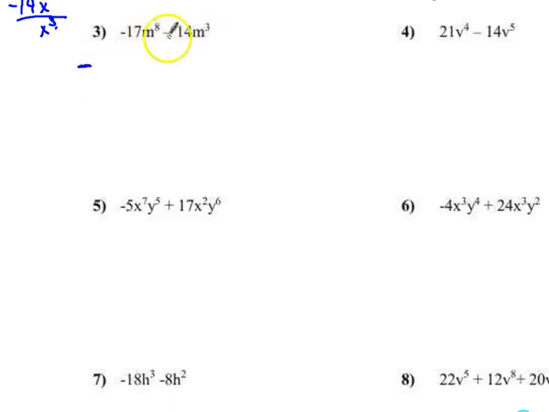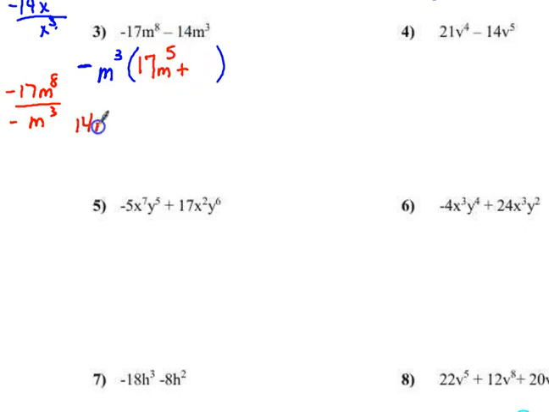What's the lowest amount of the variable? 3 is smaller than 8, so I'm going to use m3 out here. On the inside, this is going to become 17, because remember I divided out the negative, because negative 17m8 over negative m3, negative divided by negative made it positive. 8 minus 3 is 5. Plus, because 14m3 over negative m3, negative over negative made positive. The m3's cancel. I'm left with 14.